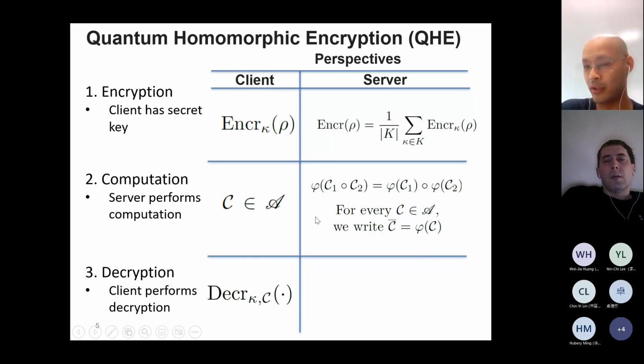You can think of group homomorphisms if you demand that the set A is a group under composition of the C's. And of course, at the end of the day, the client is going to do some decryption, and this decryption is a quantum channel. It will depend on the secret key, and in general, it may also depend on the computation that's being performed. Of course, the idea is that the decryption map should not be harder to perform than the actual computation. Otherwise, the client can do it himself.